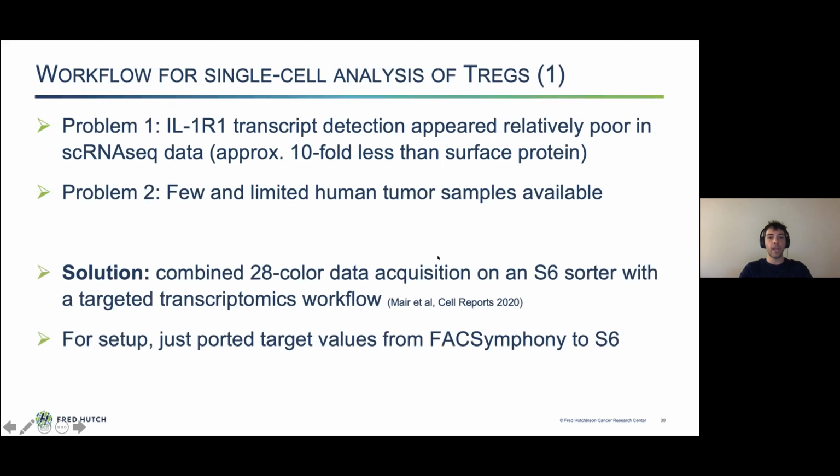The solution that we had here was kind of a lucky coincidence, because just at the beginning of the pandemic, there was the S6 sorter installed here at the hutch. And so we were able to acquire the very same 28 color data that we used to acquire before on our analytical cytometers. We could basically just use that very same panel, plug it onto our samples for a sort, acquire the data, and in parallel sort the populations that we wanted for our single cell RNA sequencing.